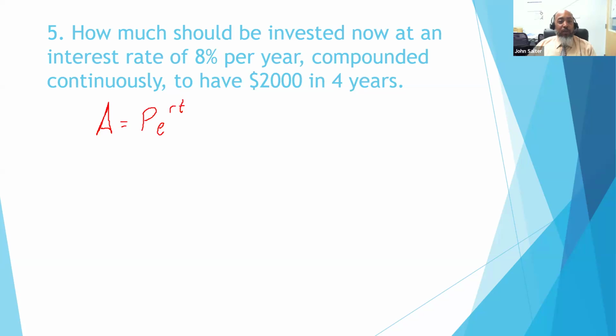So, given the information they gave me, they said 8% per year. So first I need to change this to a decimal. 8% is 8 divided by 100, which is 0.08.